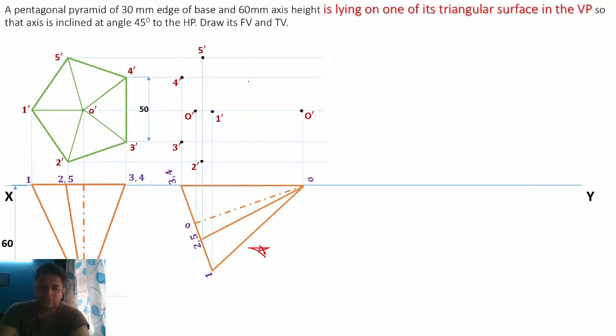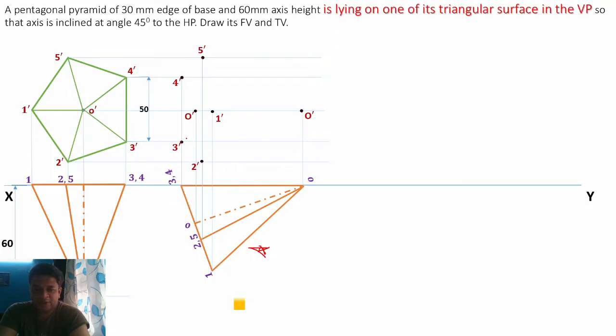So project all the points in the upward direction in a proper sequence. Don't make any mistake. Otherwise, if you consider this as a 4 dash, the whole sum will be wrong. The whole problem will be wrong. So carefully project all the points. Now connect all the points with the help of lines.